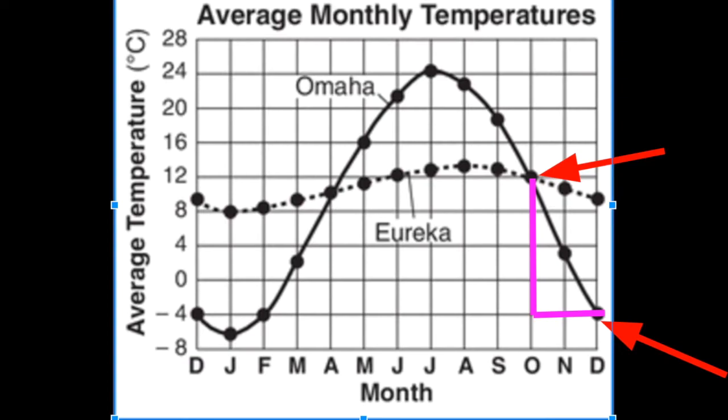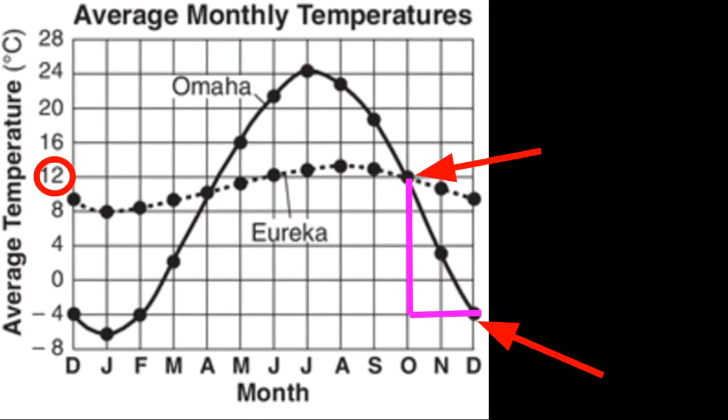So in order to do that, what's October's average temperature for Omaha? Well, we just have to go to the left and see, and what does it say? Yes, it's 12. So that's for October. What about December? What does it say? So the rate of change, before we actually go over December, we need to put that it's 12.